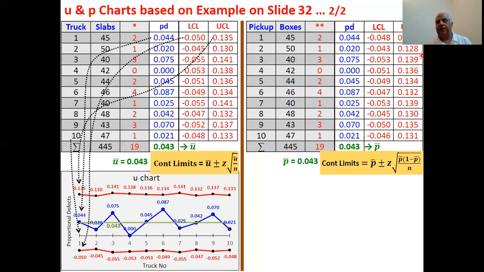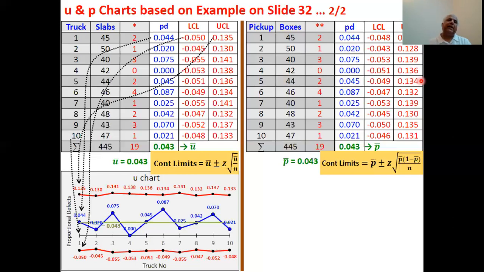Lo and behold, they are almost the same as these here. Take the first one, minus 0.050, minus 0.048, virtually the same. Upper control limit, 0.135, 0.133, same. Take this one here, minus 0.051, minus 0.049, 0.136, 0.134.